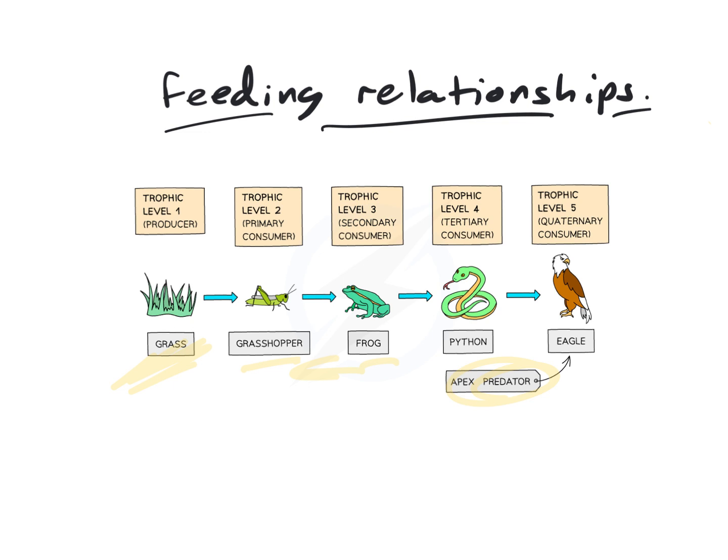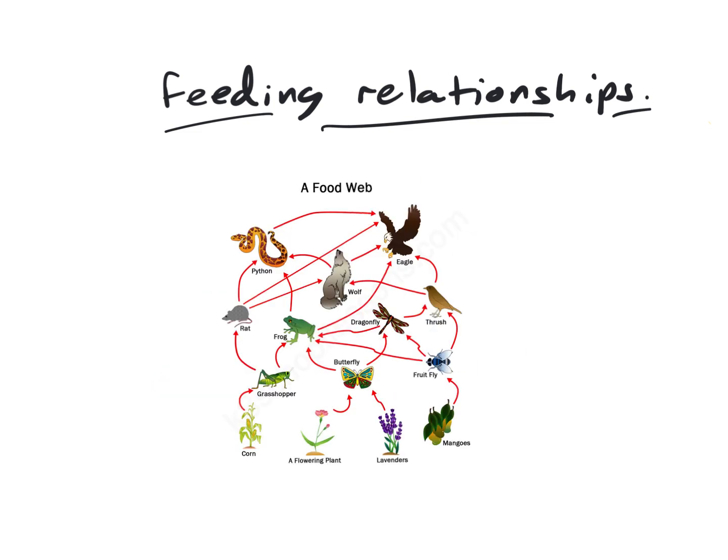A couple of things to note with this, as you're probably aware: these arrows don't show what actually eats what, they show energy flow. And rather than calling them just links in the food chain, we call them trophic levels. So trophic level 1 is your producer, trophic level 2 is your primary consumer, 3 is your secondary consumer, and so on and so forth. So food chains have their place. They show simple relationships between things that eat each other.